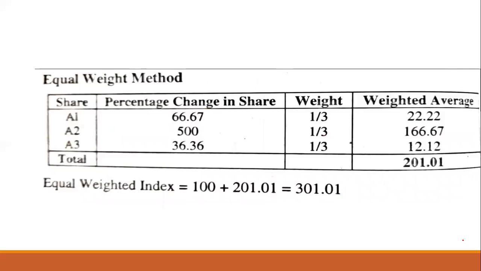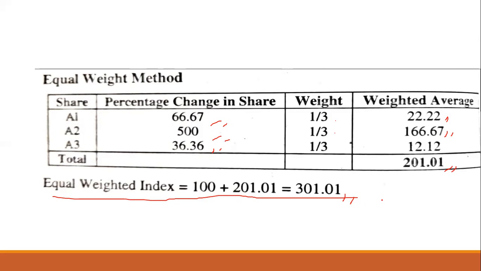Now coming to the equal weighted method, the percentage changes in the shares have been taken as 66.67, 600, and 36.36, and the weight given is one third, one third, one third because it is the equal weighted method. So the weighted average for A1 will be 22.22, for A2 it will be 166.67, and for A3 it will be 12.12. If we take the total, it will be 201.01. The equal weighted index will be 100 plus 201, so the value we get is 301.01.